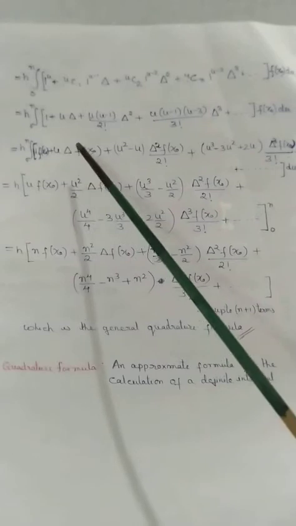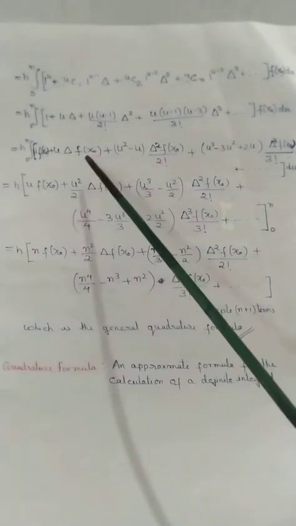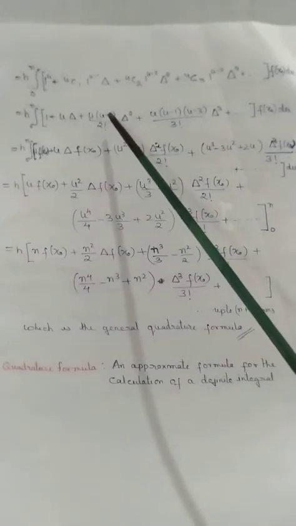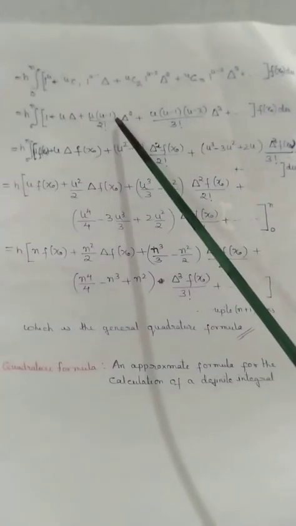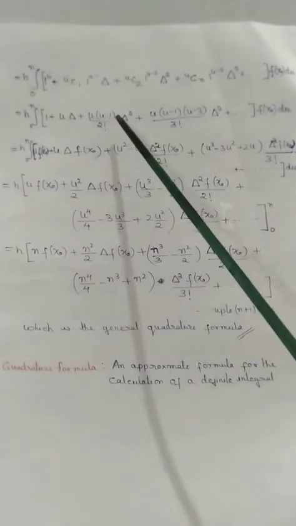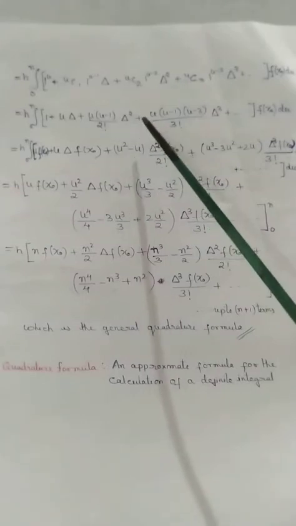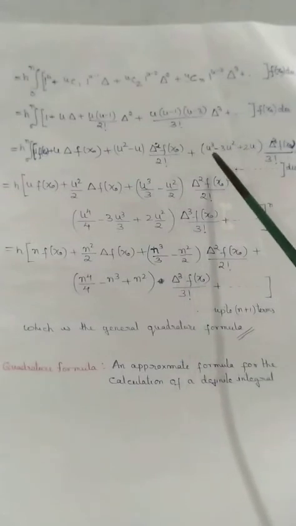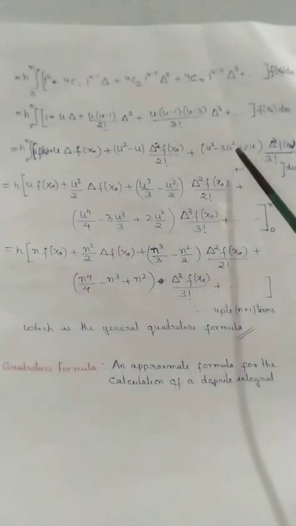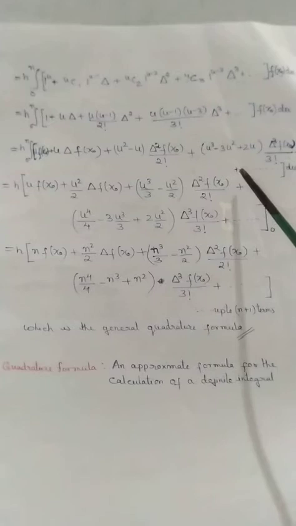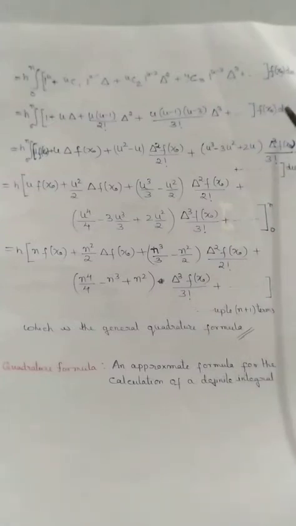Next will be u del f(x0). Next will be (u^2 - u) divided by 2 factorial, which is here, so this is (u^2 - u) del^2 f(x0). Plus, simplify this, it will become (u^3 - 3u^2 + 2u). Then this is del^3 f(x0) divided by 3 factorial plus up to infinity, du.